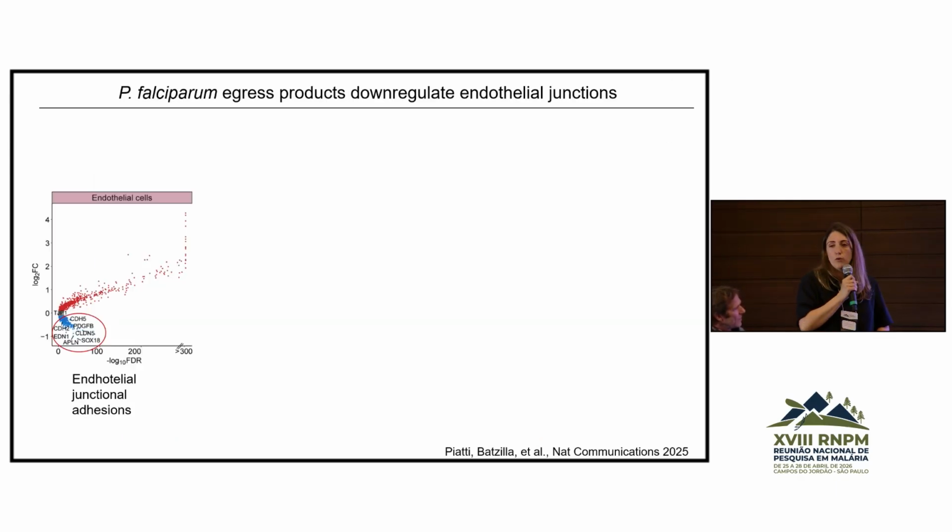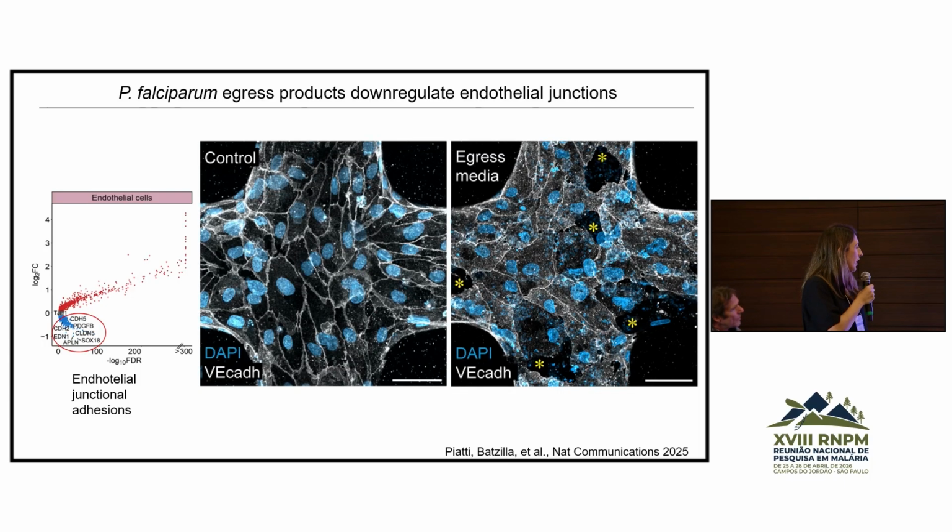Then we also looked at downregulated pathways, which were also very interesting for us, because we found that there were fewer genes being downregulated, but these were very important because we found that these genes that are responsible to keep the junctions between the endothelial cells were all downregulated in this single cell RNA-seq.